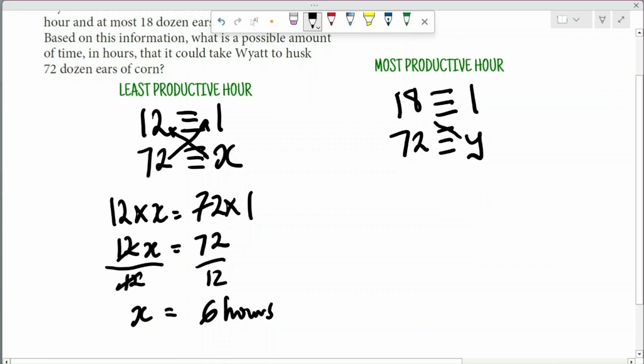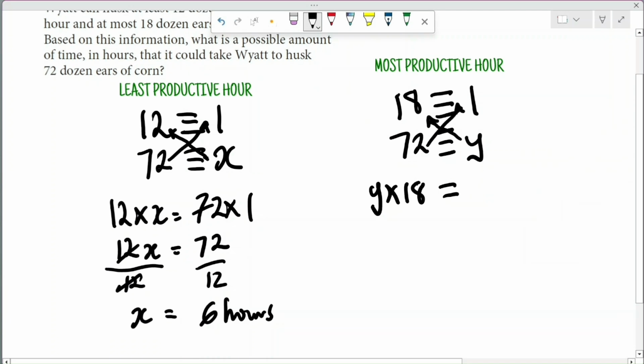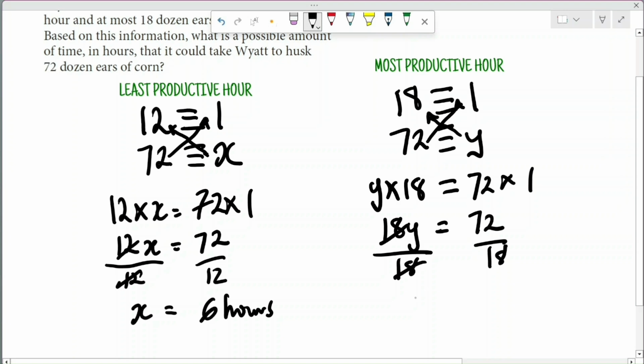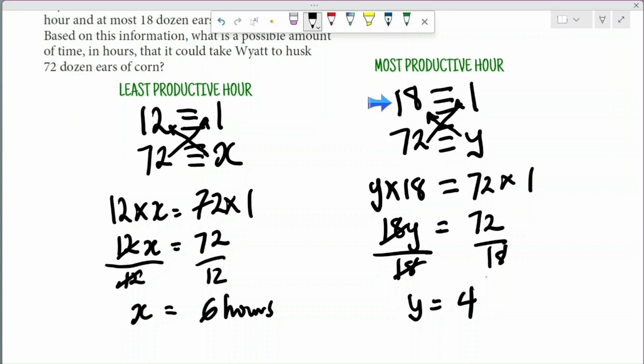You can say y times 18 on the left. So you have y times 18 equals, on the right, 72 times 1. Y times 18 is 18y, equals 72 times 1, which is 72. We divide both sides by 18. 18 cancels 18. Y equals 72 divided by 18, which gives you 4. So at his most productive hour, when he's doing 18 dozens per hour, it will take him 4 hours to do 72 dozen ears of corn. So you have 4 hours.